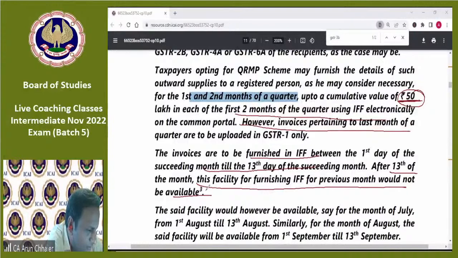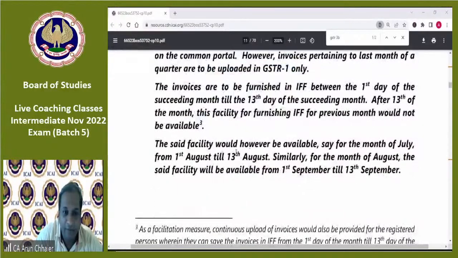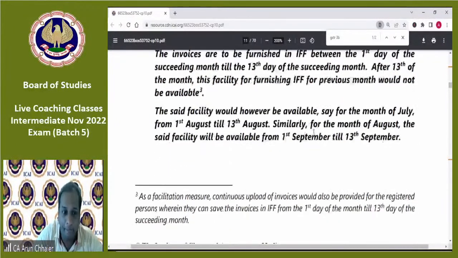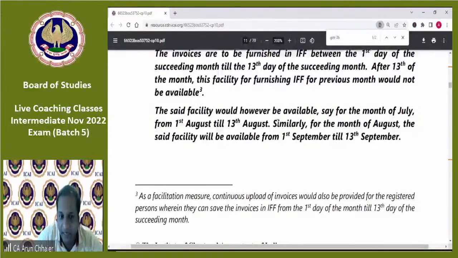The question was different, if I'm not wrong. You have asked the question, 2A and 2B are no longer prevalent. Where is it written, sir? Rajinder, where is it written that the said facility would not be available? The thing is, after 13th, you cannot file the IFF. That we have already discussed. So where is it written that GSTR 2A and 2B are no longer prevalent? They are saying only after 13th, the IFF would not be available. The said facility, however, would be available for the month of July from 1 to 13th August. Similarly, for the month of August, from 1 September to 13 September.